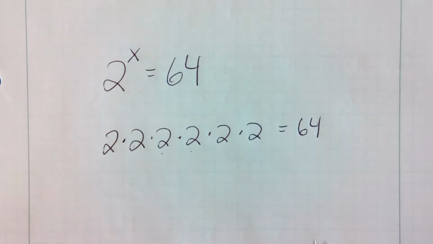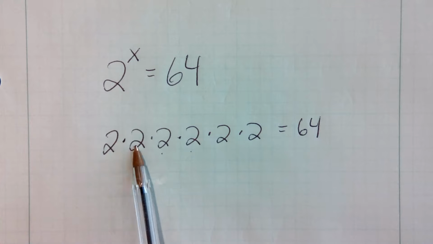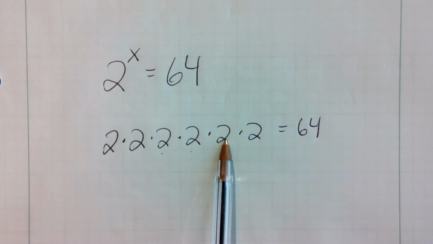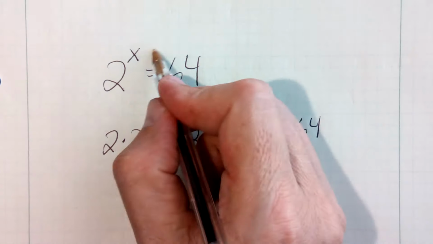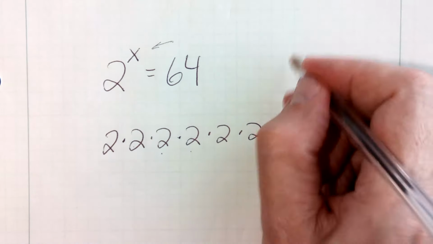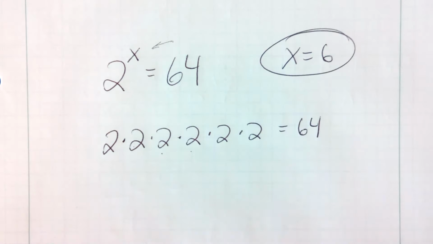64. So how many times did I have to multiply 2 together? 1, 2, 3, 4, 5, 6. 6 times. So this exponent is going to be 6.